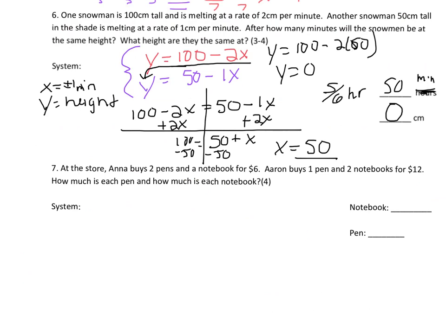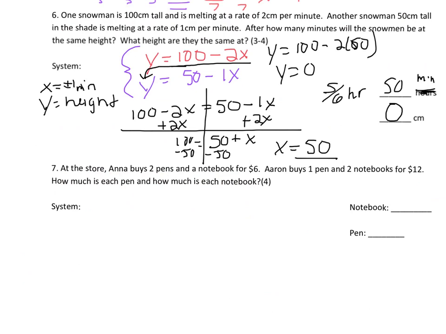All right, and question 4 is actually a 4-level question. It's saying, at the store, Anna buys 2 pens and a notebook for $6 total, and Aaron buys 1 pen and 2 notebooks for $12 total. How much is each pen and how much is each notebook?